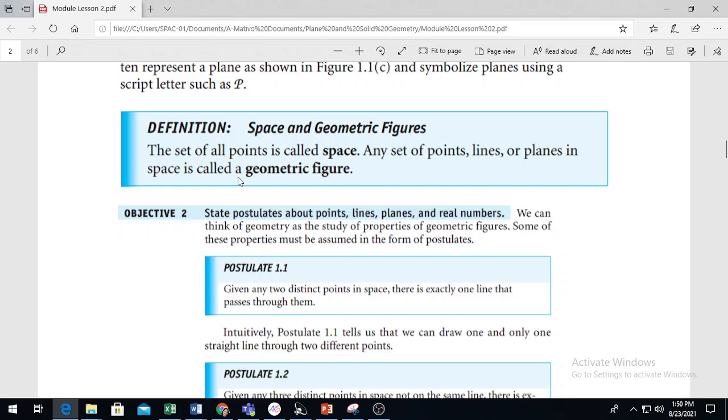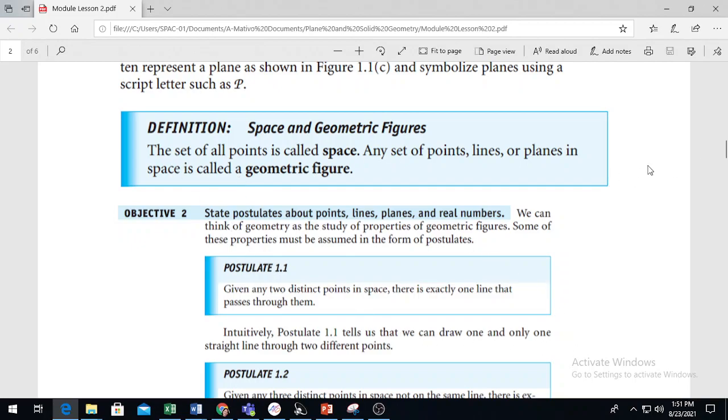Kanang notebook nga dots ang nakabutang instead of lines or graphing paper. Okay? If you treat each intersection as a point, so that notebook, that one page of the notebook is called space because it is represented by the set of all points. But when you draw something there connecting some of the points, you call that a geometric figure. So using points, lines, or planes, you can create a geometric figure.